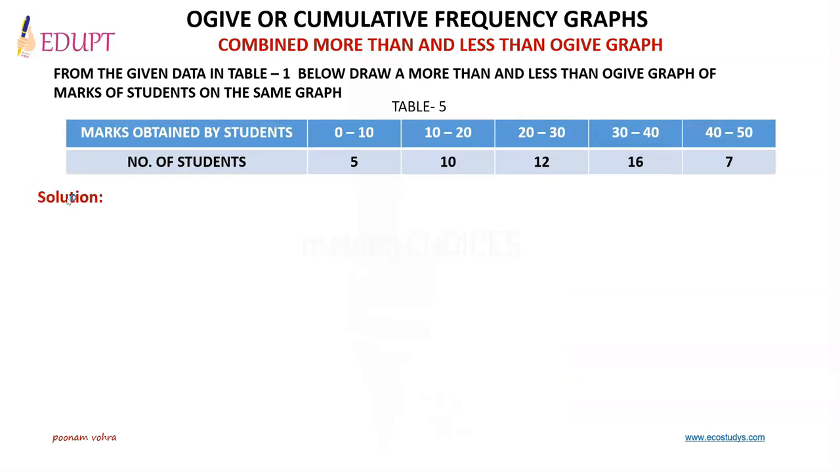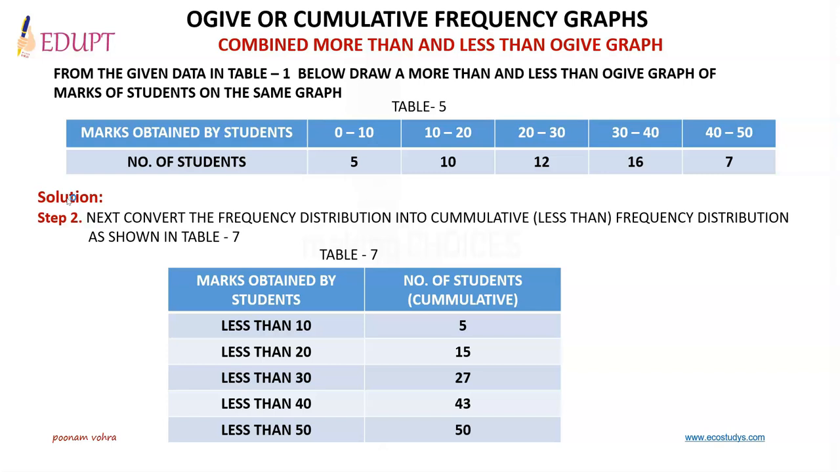Similarly, one can find cumulative frequency by less than method. This has also been done earlier, and we found that less than 10 marks are obtained by 5 students, less than 20 marks are obtained by 15 students, less than 30 marks are obtained by 27 students, less than 40 marks are obtained by 43 students, and less than 50 marks are obtained by 50 students.